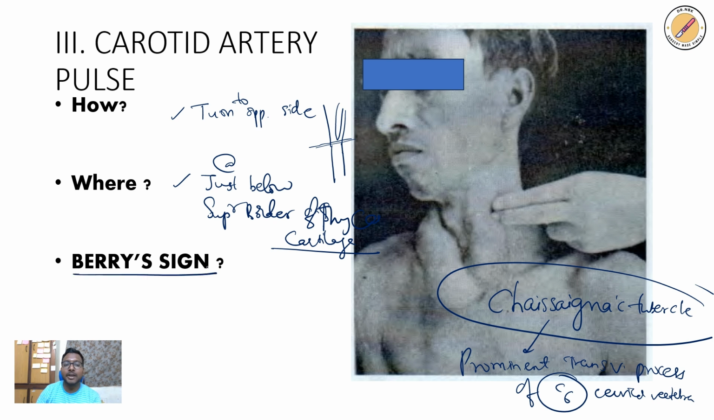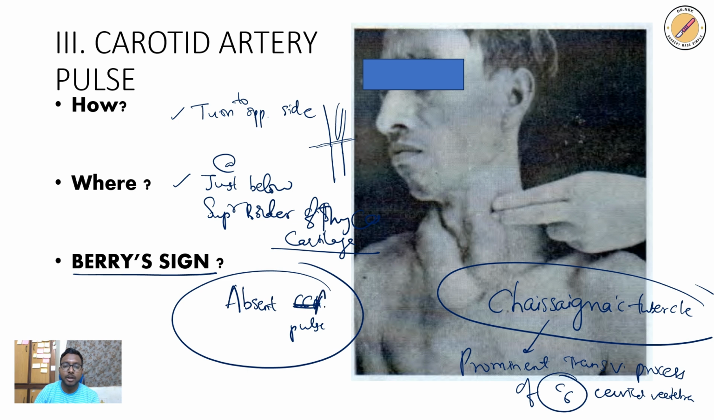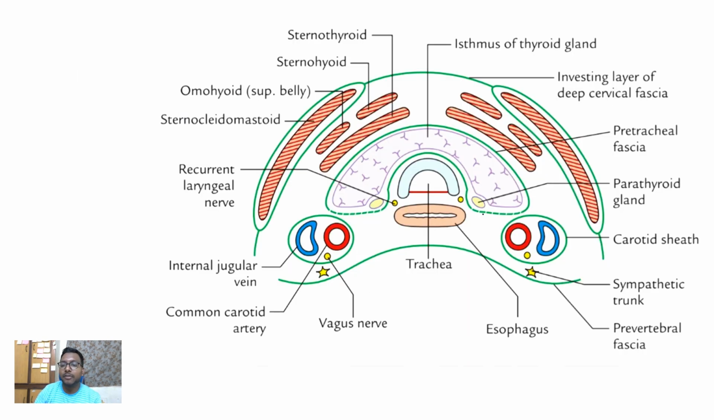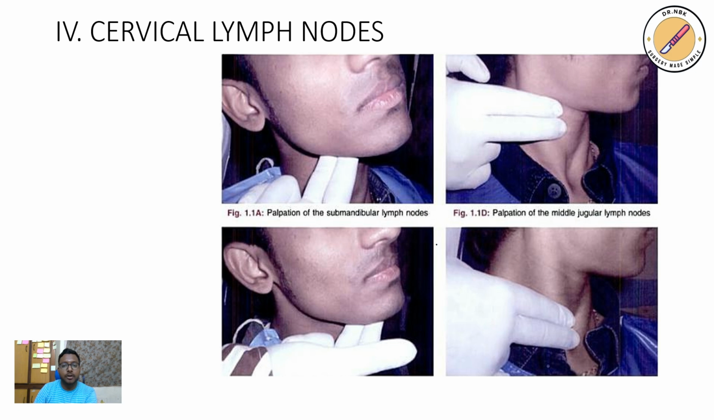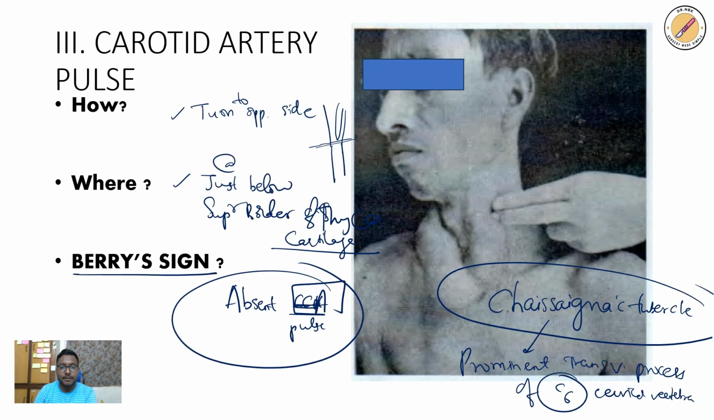Please understand, Berry sign is nothing but absence of the common carotid artery pulse. So you should understand that we are checking for the common carotid artery pulse. Absent carotid pulse is called Berry sign. Why does Berry sign happen? Because of infiltration of the carotid sheath. Please understand this is the mechanism. Whenever there is a malignancy, it will infiltrate the carotid sheath and also the common carotid artery, and that will lead to absence of the common carotid artery pulse. That is called Berry sign. So these are the important points regarding carotid artery pulsation, right?